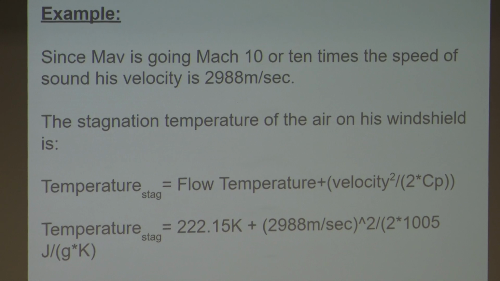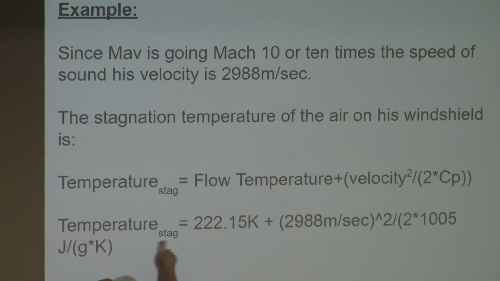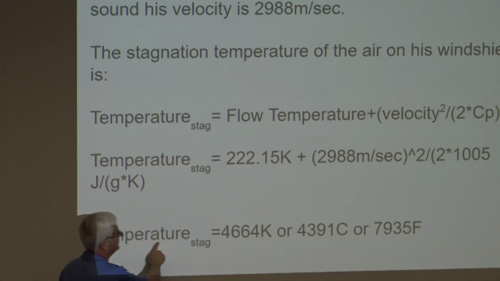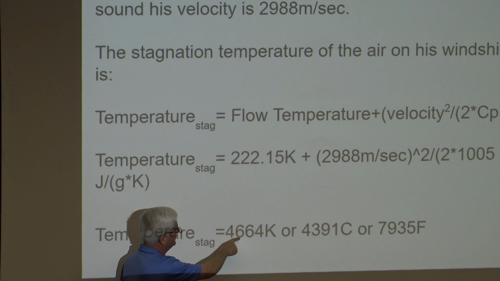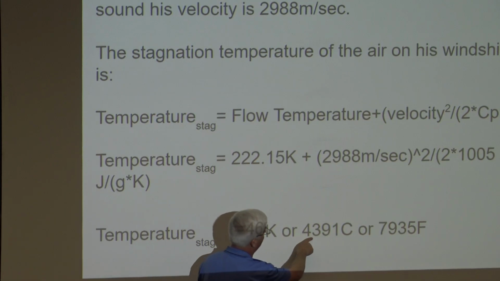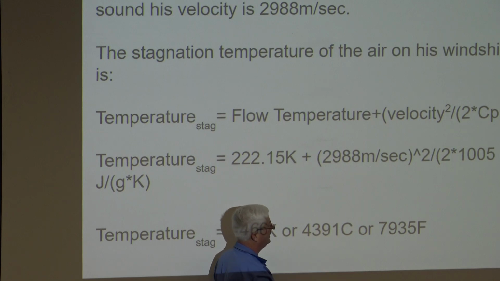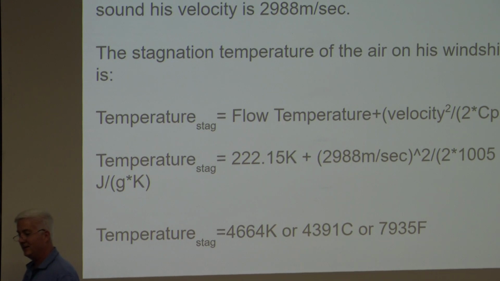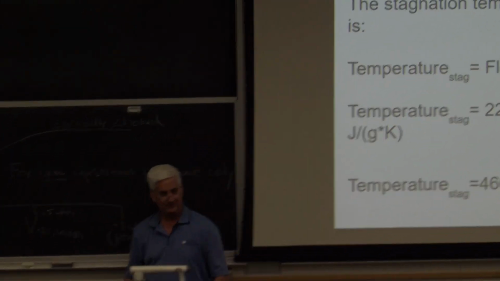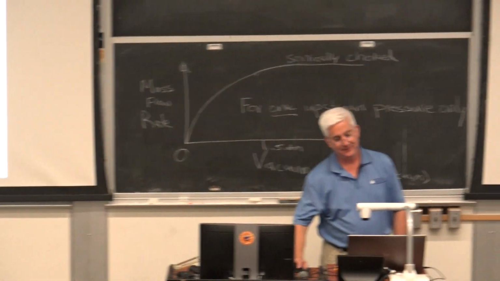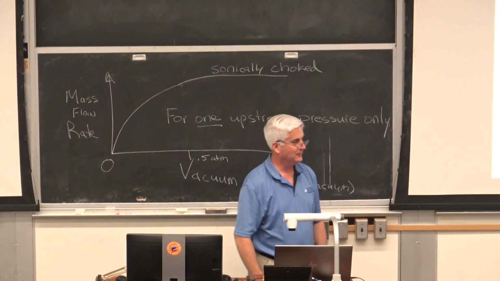I'm going to throw that into the stagnation temperature equation. And I realize that the stagnation temperature is now 4,664 Kelvin, or 4,091 C, or 7,935 F. Okay. Houston, we have a problem.